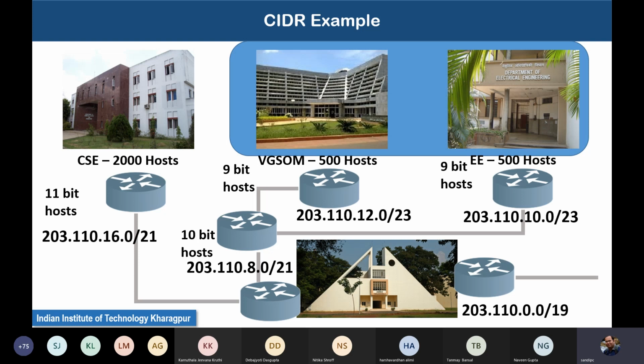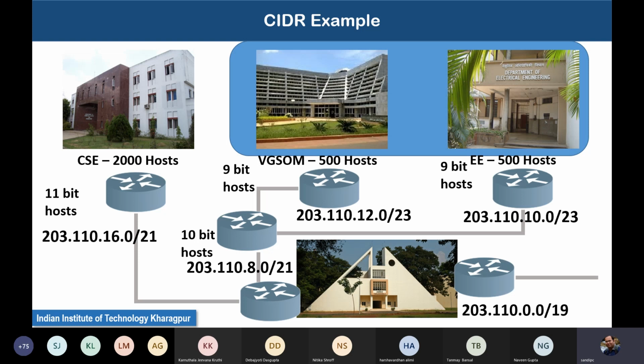Say you want to forward a packet from VGSOM to EE. From this machine, it will have an IP address from this block of IP addresses, 203.110.12.0/23, and it will have a default, which is the IP address of the interconnecting interface of the router of VGSOM. So the packet originates from VGSOM and the destination IP is at the EE. First it will see what the default gateway is. The packet will be forwarded to this default gateway.